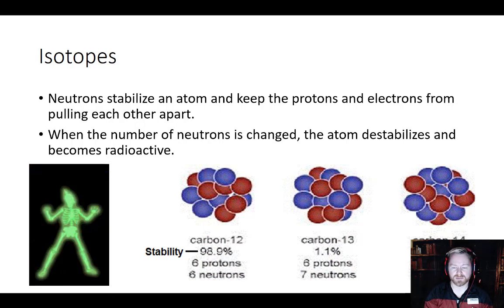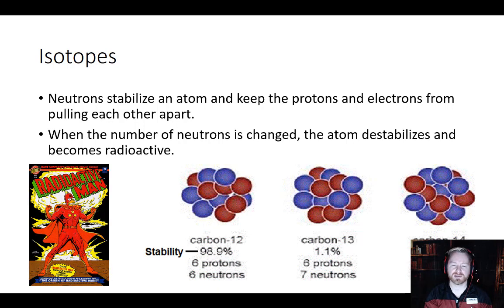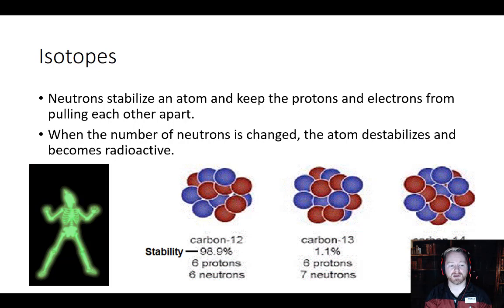So why would this happen? What's the purpose of this? Well, as it gives off energy, sometimes we can harness that energy. Sometimes we can even track where it goes.